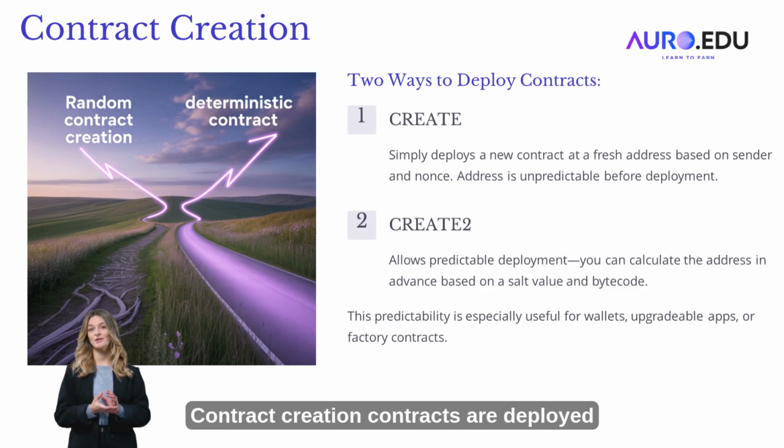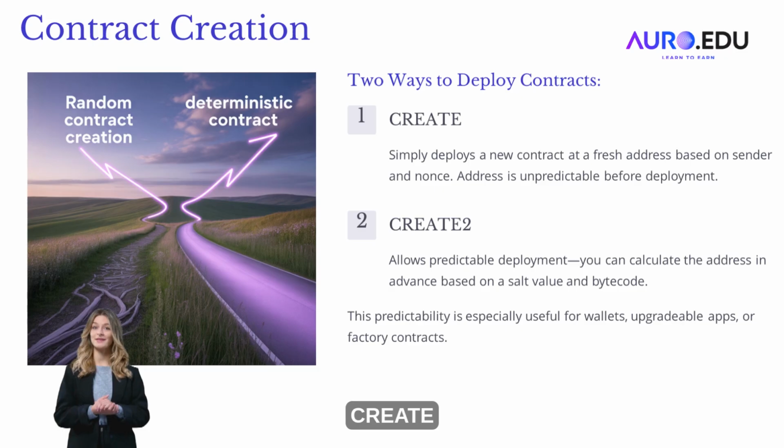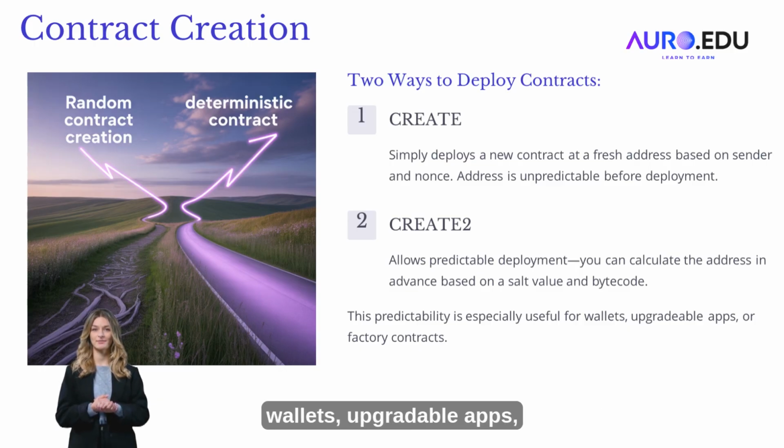Contract creation. Contracts are deployed using Create or Create2. Create simply deploys a new contract at a fresh address. Create2 allows predictable deployment. You can calculate the address in advance. This predictability is especially useful for wallets, upgradable apps, or factory contracts.